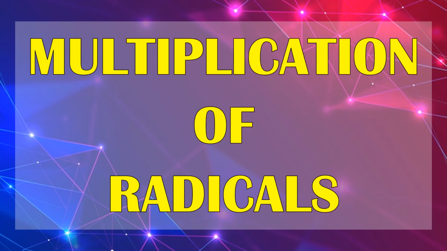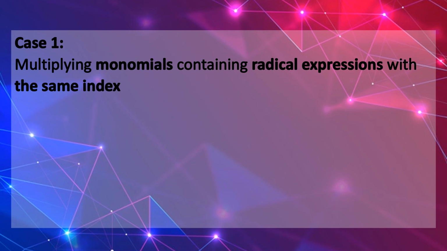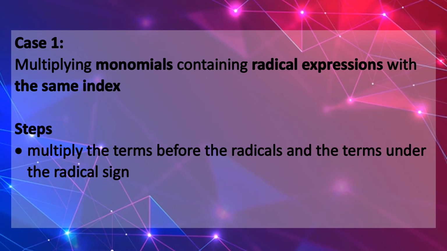For this week, we are going to discuss multiplication of radicals. For our first case, we are going to multiply monomials containing radical expressions with the same index. And here are the steps that we need to follow. First is we're going to multiply the terms before the radicals and the terms under the radical sign. Then after that, we are going to simplify the result if necessary.